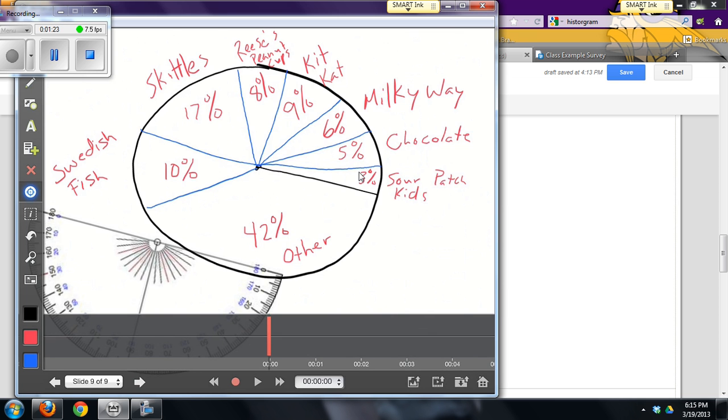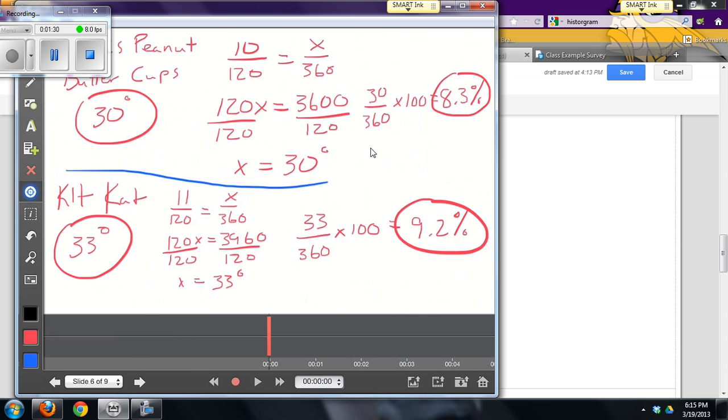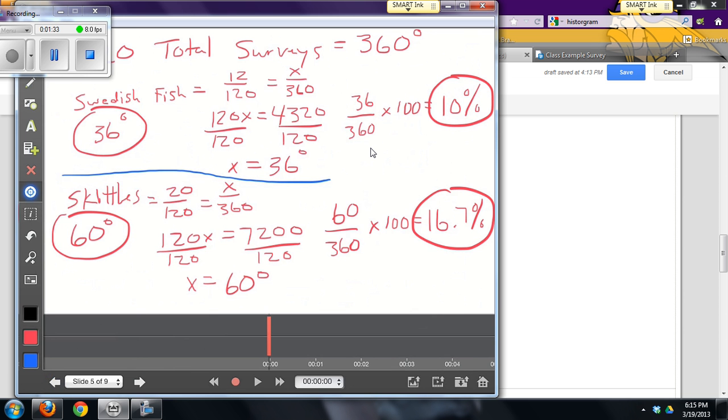So how did I figure out how big to make each piece? It was not a guessing game. It was dealing with our friend, the proportions. We all remember how to do proportions: cross multiply, divide, right? Notice this is some work that I did. You're going to have to do this for each one of your categories that you put in the circle graph. I listed here that I have 120 total surveys. So 120 surveys is going to be 360 degrees, because we're doing a circle graph, so the whole circle is 360 degrees.